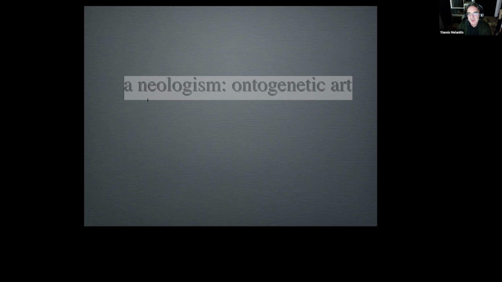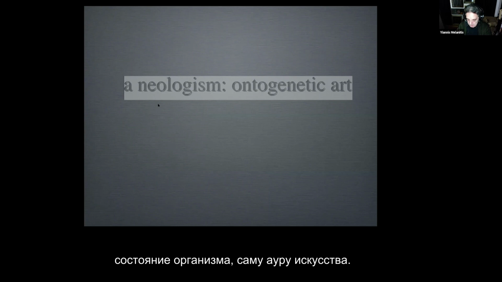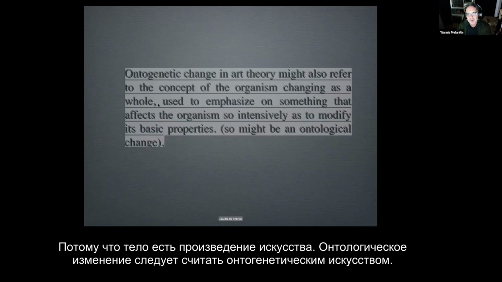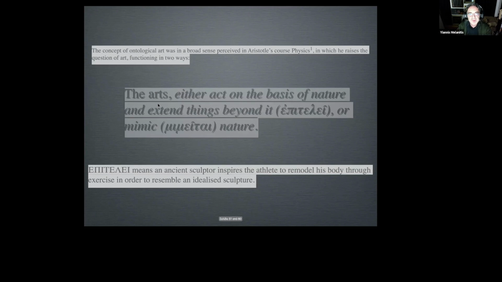butterfly, etc. So I also conceived a neologism after it, which is ontogenetic art, which is art that changes the ontogenetic state of an organism, of an artwork, of course, because the body is an artwork. It has to be an ontological change to be considered ontogenetic art. What is really important is that Aristotle had defined this ontologic art from the beginning.